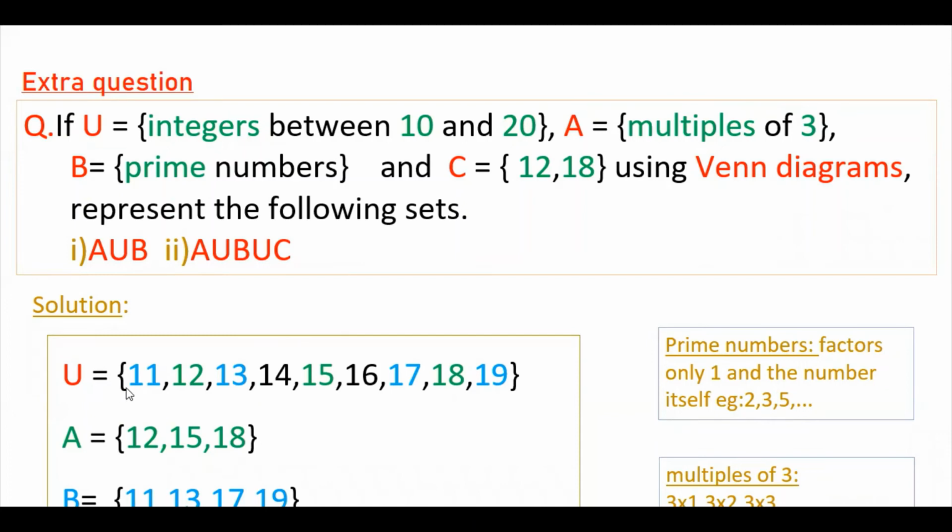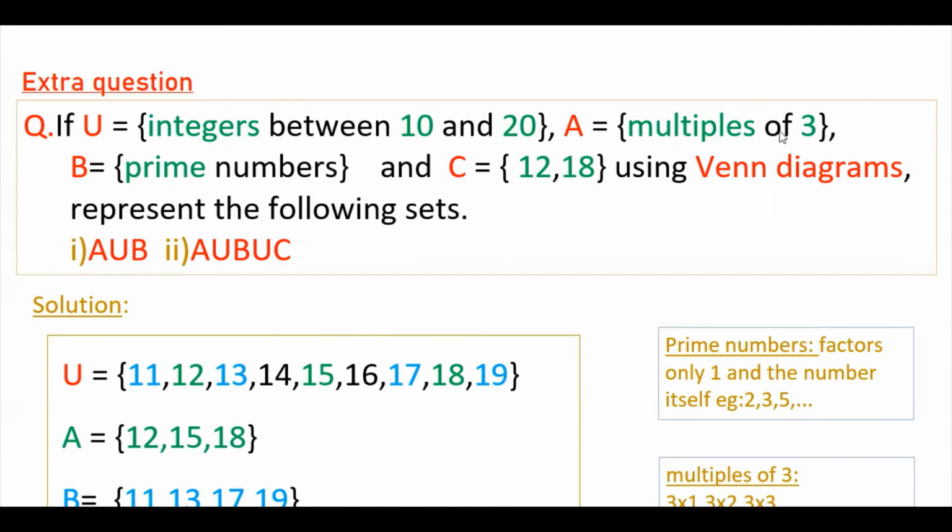So here U is the universal set, that is integers between 10 and 20. The elements of the universal set are between 10 and 20. Integers between 10 and 20 are 11, 12, 13, 14, 15, 16, 17, 18, and 19. And we know that the universal set contains the elements of all the related sets, those are A, B, C.